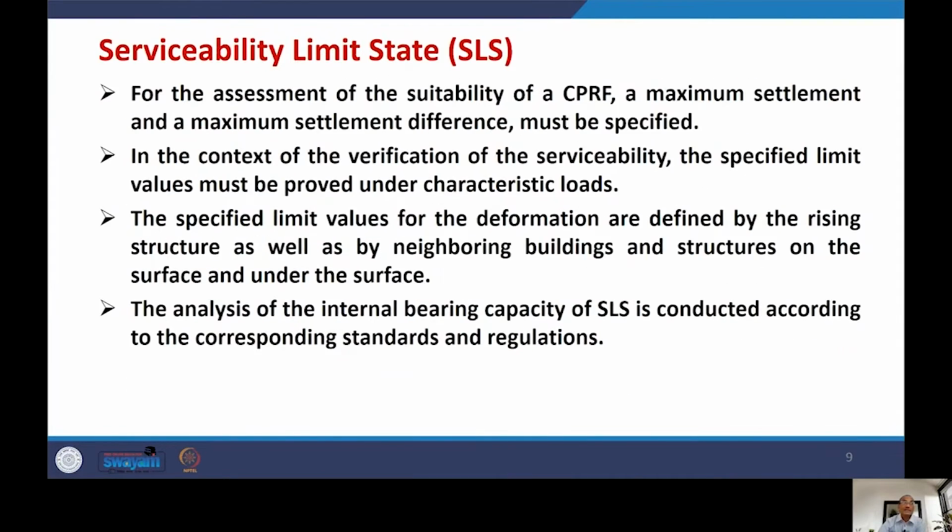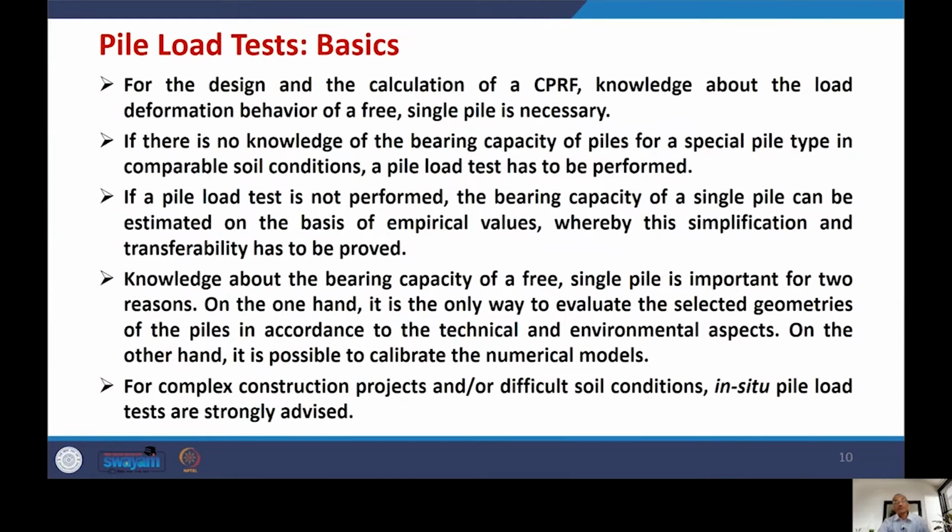Next one is pile load test. Why is it required for CPRF? For the design and the calculation of a CPRF, knowledge about the load deformation behavior of a free single pile is necessary. If there is no knowledge of the bearing capacity of piles for a special pile type in comparable soil conditions, a pile load test has to be performed.